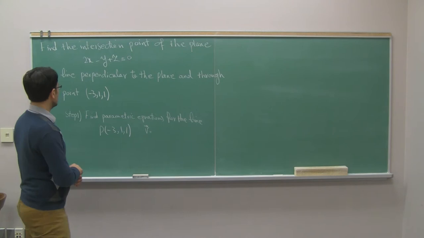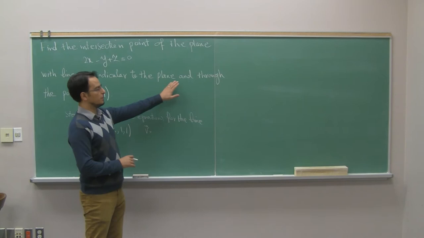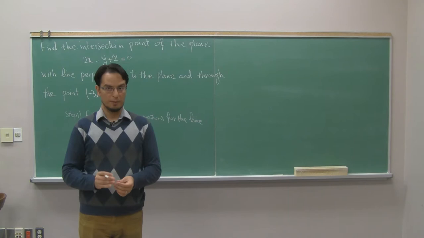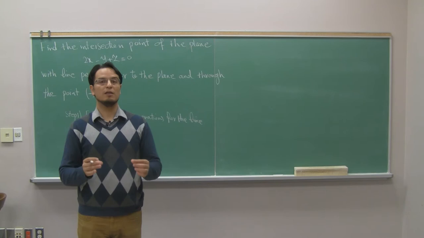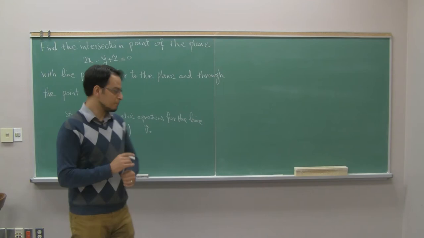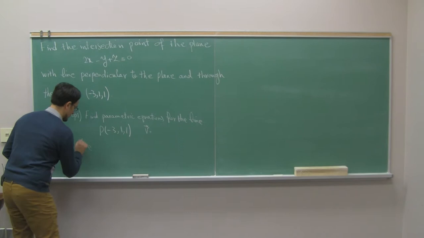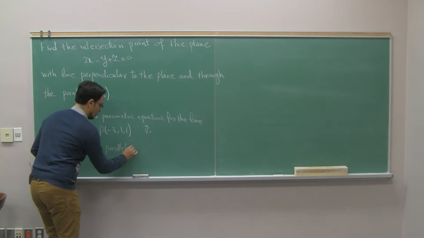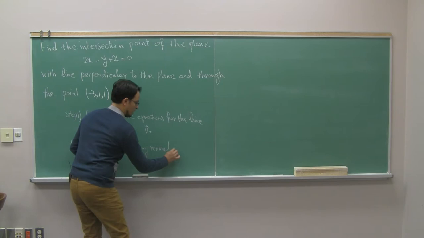It says the line is perpendicular to the plane. If a line is perpendicular to the plane, it will be parallel to the normal of that plane. So that means the line is parallel to any normal vector of the plane.